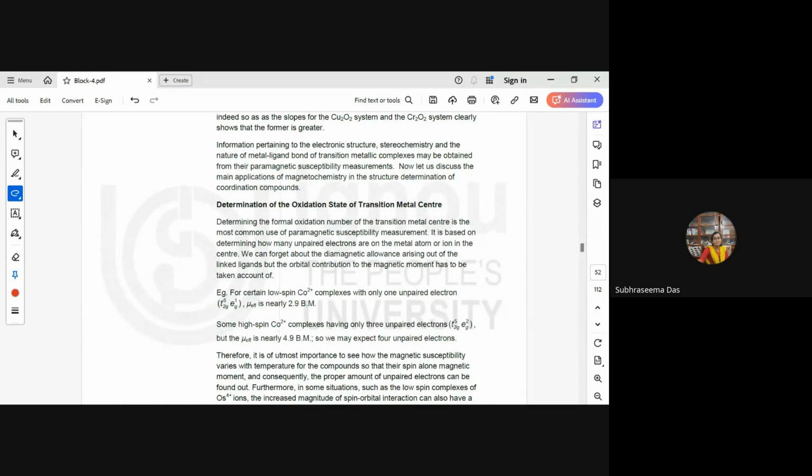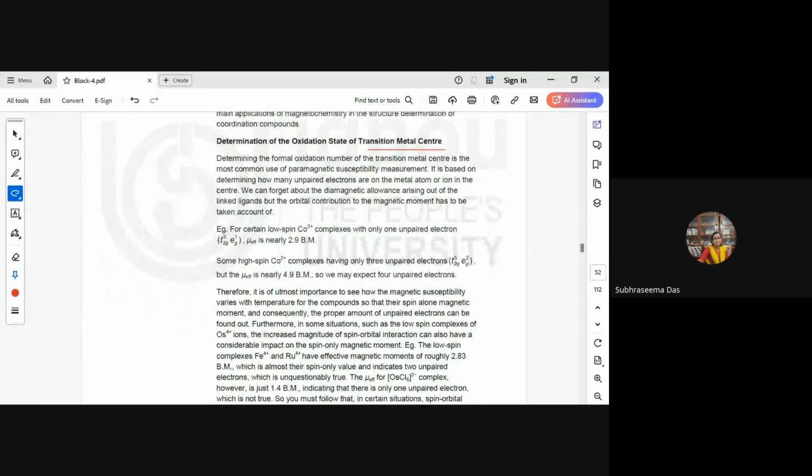Then, determination of the oxidation state of a transition metal center. To determine the formal oxidation state of a transition metal center, chi m plays an important role. It is based first on determining the number of unpaired electrons present in the central metal atom. After determining this, we can calculate the oxidation state of the central metal atom.